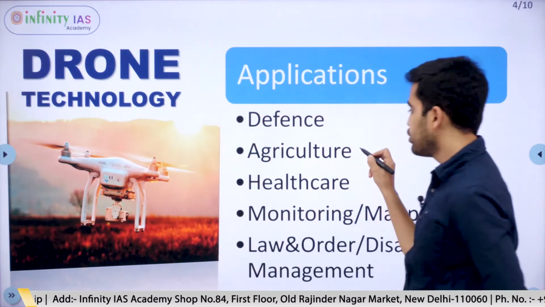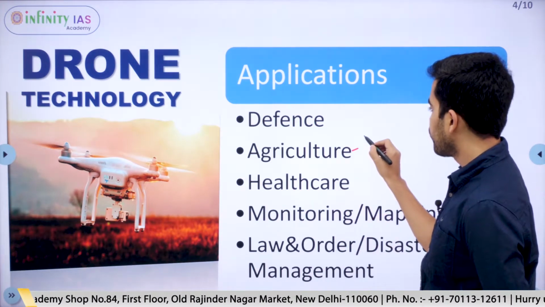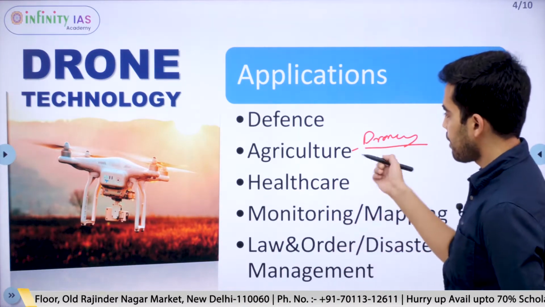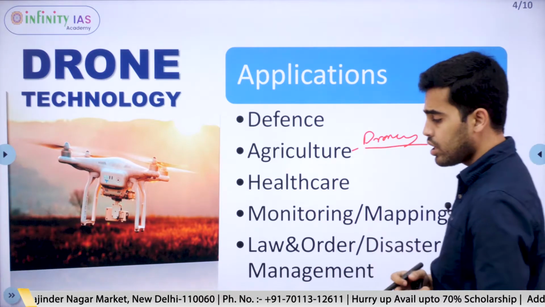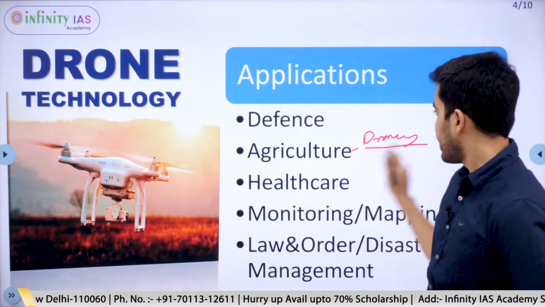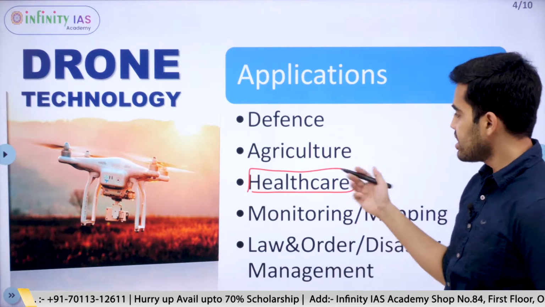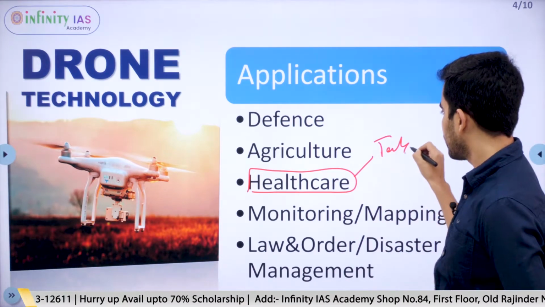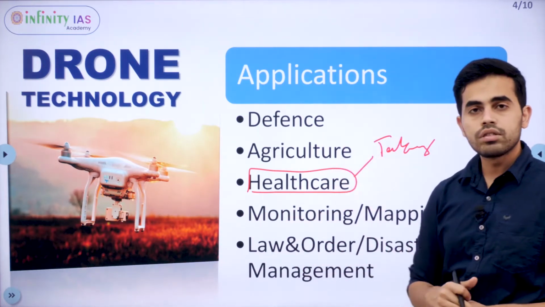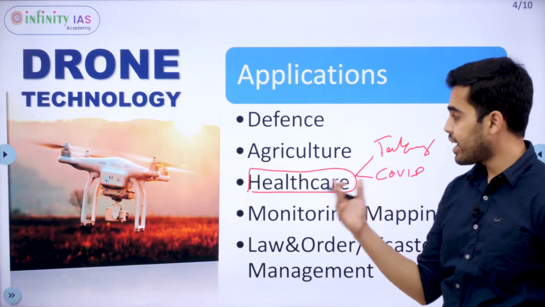So when it comes to agriculture, drone technology is already being used, particularly in insurance. We have seen that Government of India has made it mandatory for drones to be used for granting insurance. Drones can also be used to monitor soil health or the health of the crops as well. Next thing is healthcare. This is also taking off. Recently, we have seen that Telangana government has approved supply of medicines via drones. Even in COVID, we have seen that drones were used to carry vaccines.